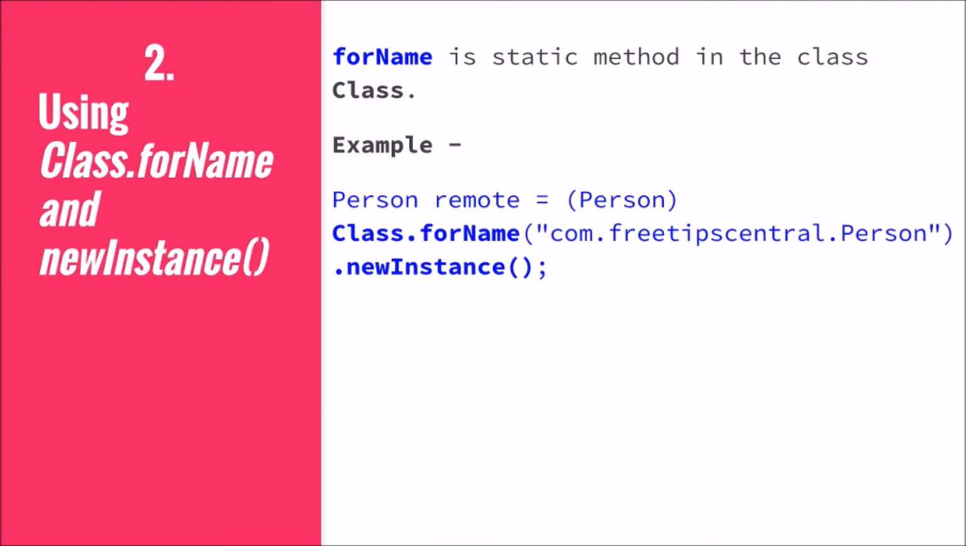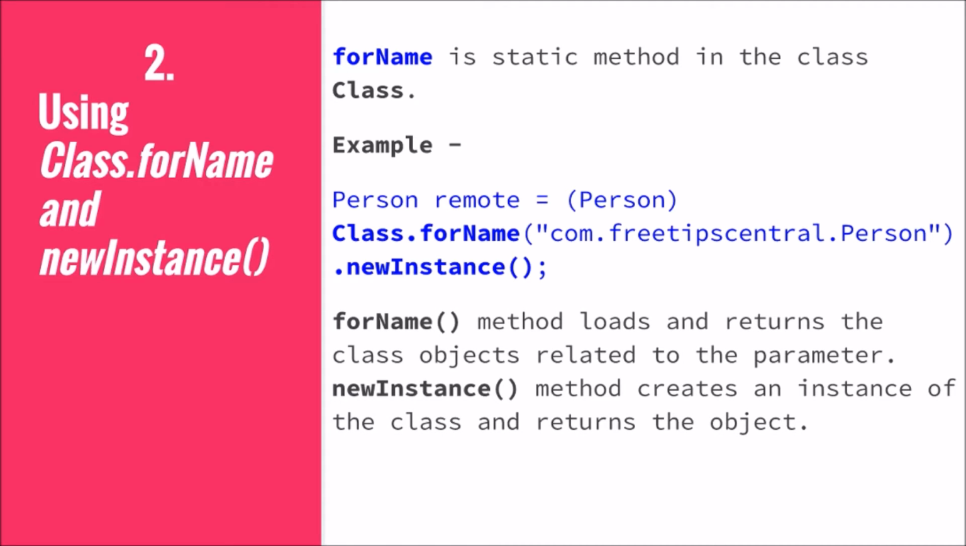What you do is you say Person remote equals, then I'm typecasting it to Person, then we are saying Class.forName and we are giving the fully qualified name of the class. For example, here the Person class belongs to the package com.freetipscentral. That's why we have to give the entire package and the class name. And on that I just invoke a method called newInstance, which will return us an instance of the Person class. So this is the second way to create objects in Java.